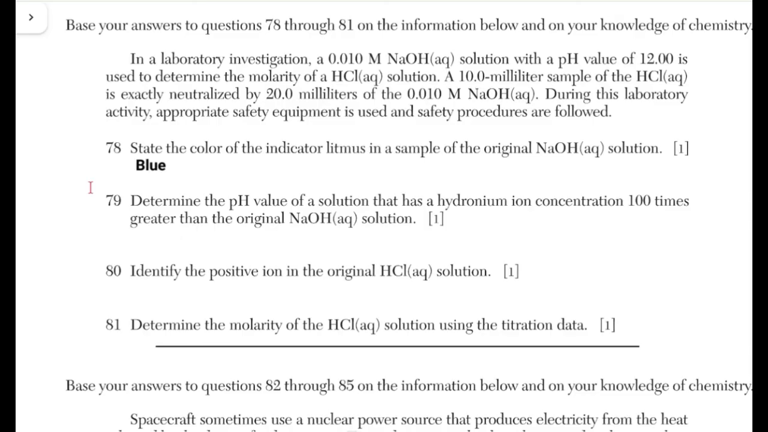Determine the pH value of a solution that has a hydronium ion concentration 100 times greater than the original NaOH aqueous solution. The pH of NaOH is 12. Increasing the concentration by 100 times, or 10 to the power of 2, will make the pH 10. This can be done by taking 12 minus 2. Because 100 is 10 to the second power, you have to pay attention to the exponent.